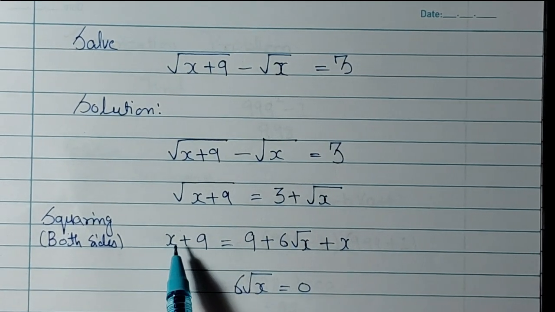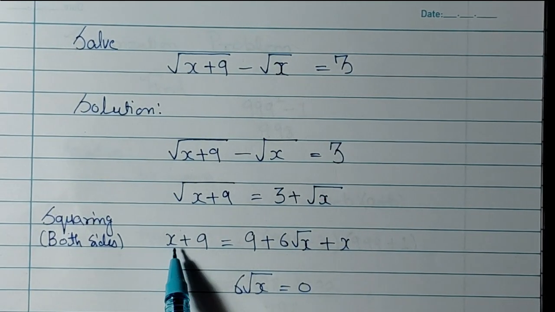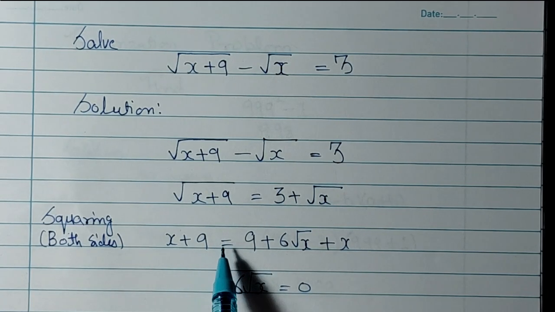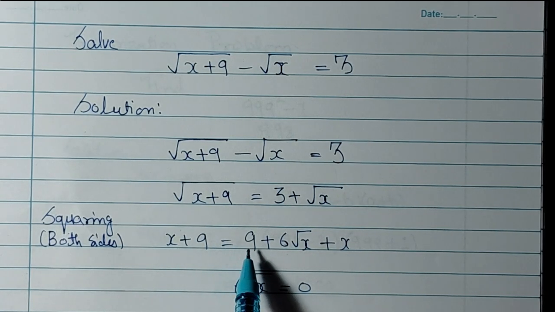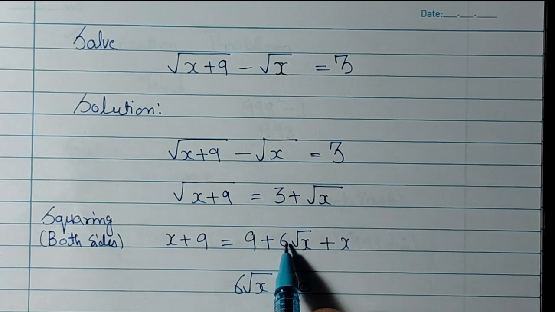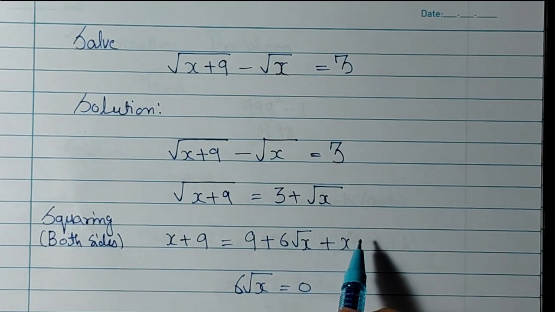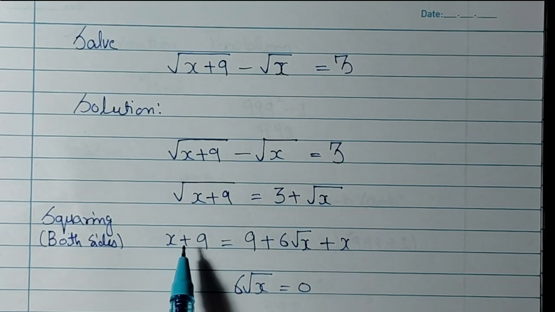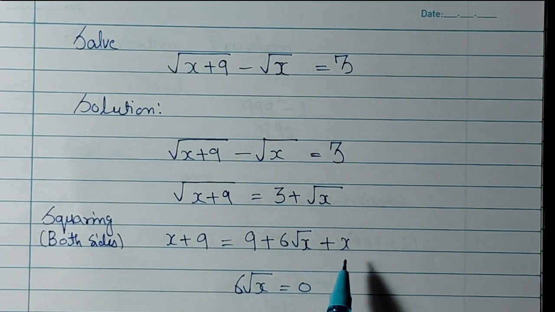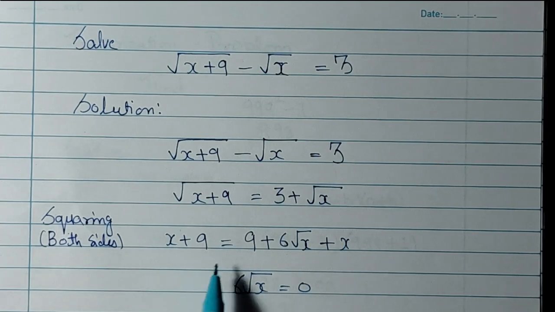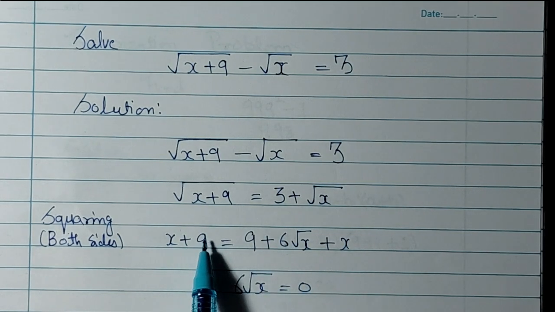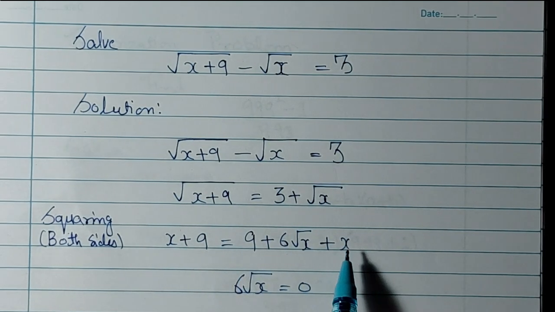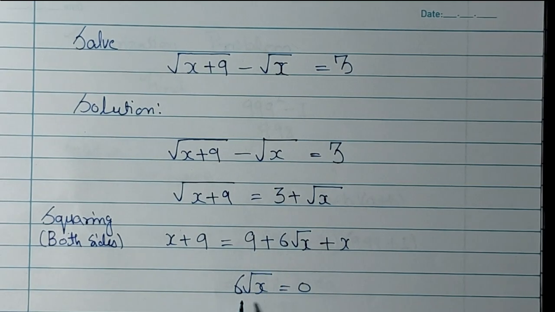Squaring both sides, we get x + 9 on the left hand side, which is equal to 9 + 6√x + x. After squaring, we get these terms; this is the left hand side, this is the right hand side. So finally 9 will be cancelled with 9 and x will be cancelled with x. So 6√x remains, it is equal to 0.